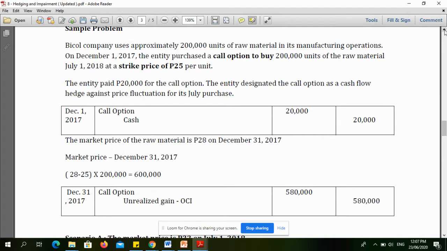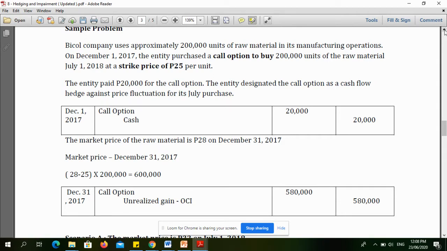Biko Company uses approximately 200,000 units of raw material in its manufacturing operations. On December 31, 2017, the entity purchased a call option to buy 200,000 units of the raw material on July 1, 2018 at a strike price of 25 pesos per unit.